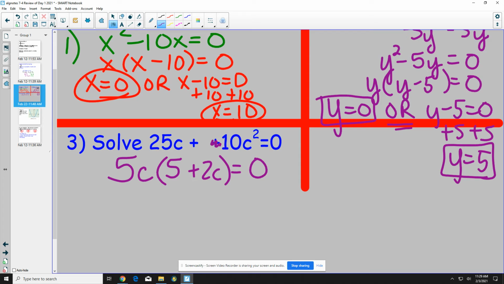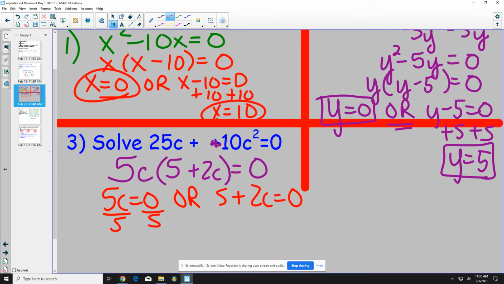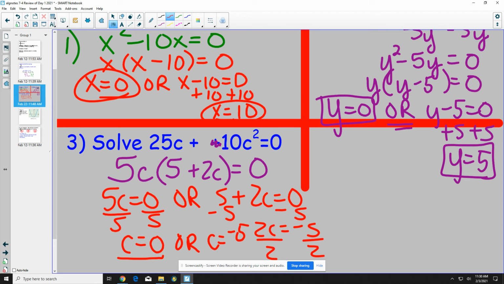2c. Yes. Now that I have it factored, I just set 5c equal to 0, and I set 5 plus 2c equal to 0. All right, we're going to solve the first equation for c by dividing by 5. We'll get c equals 0. We're going to solve the second equation for c by taking away 5, getting 2c equals negative 5, then dividing by 2. So either c equals 0 or c equals negative 5 halves, negative 5 over 2.